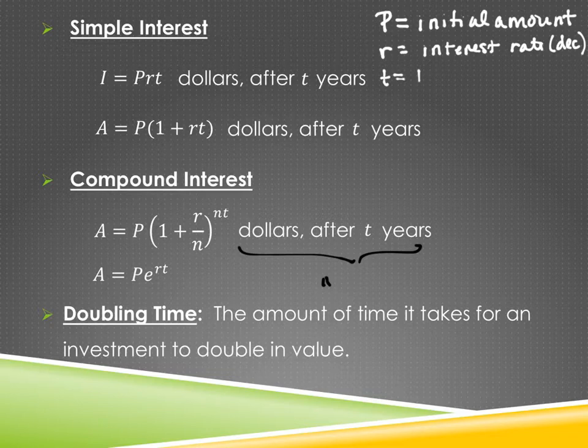T is time, but it's always time in years. So occasionally you'll see things that'll talk about like 18 months. Okay, but you have to turn that into years to use that value, and then you'd have 1.5 years.